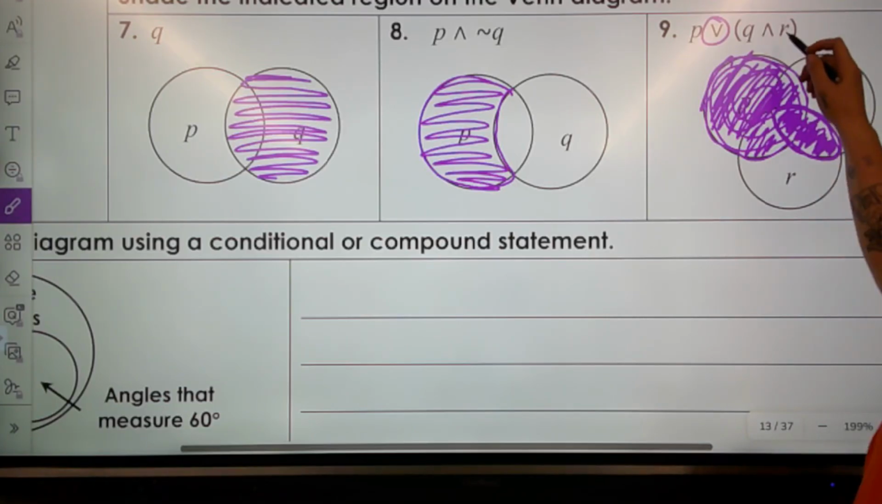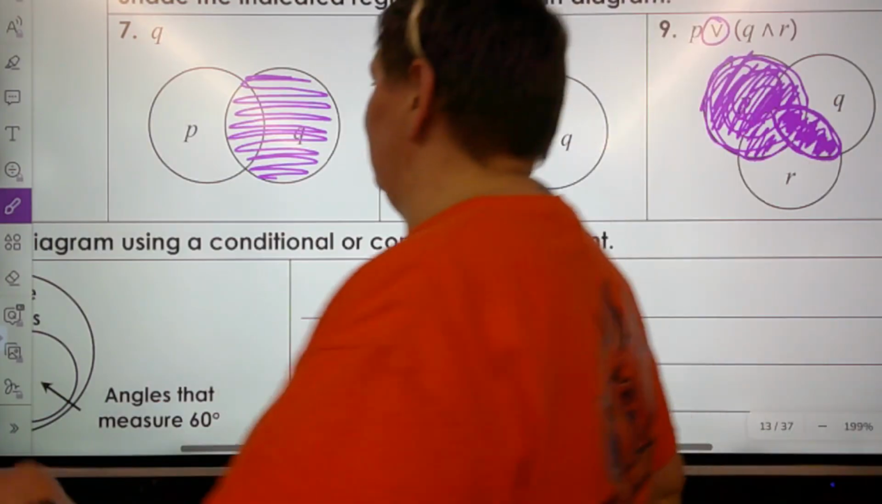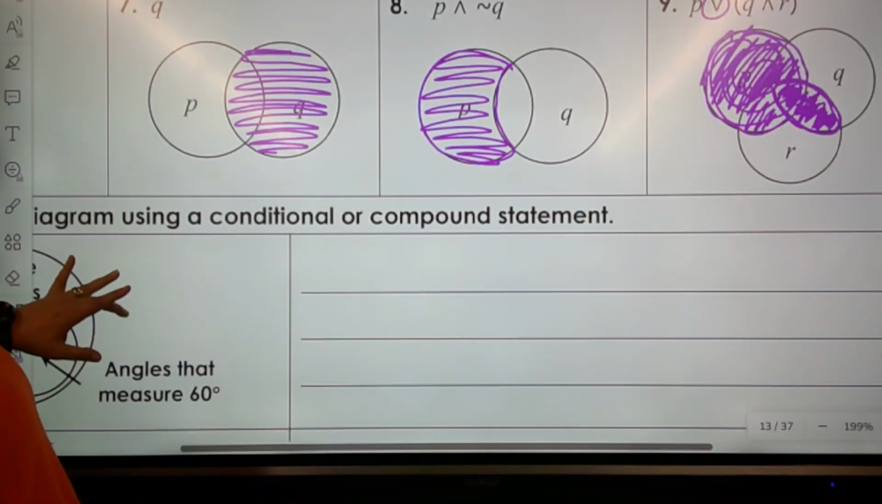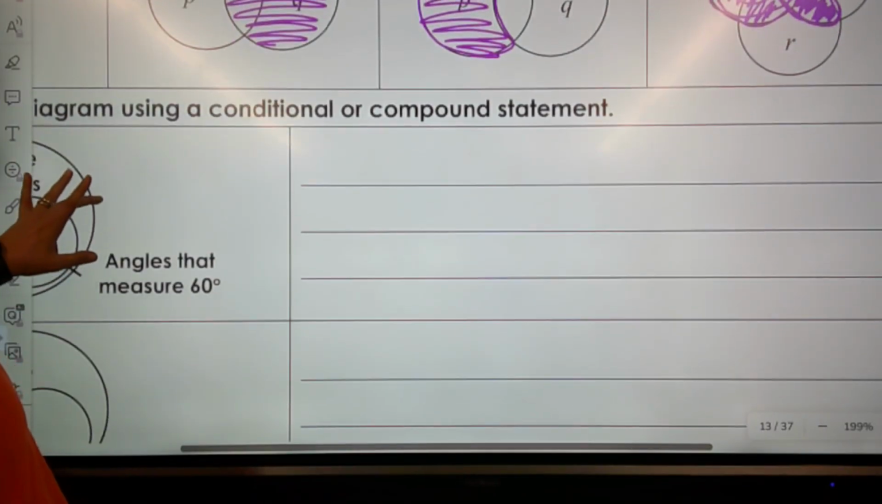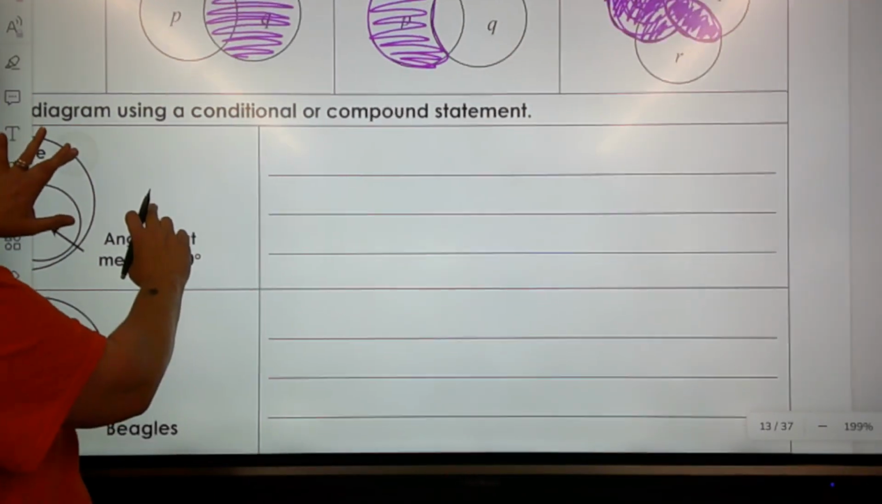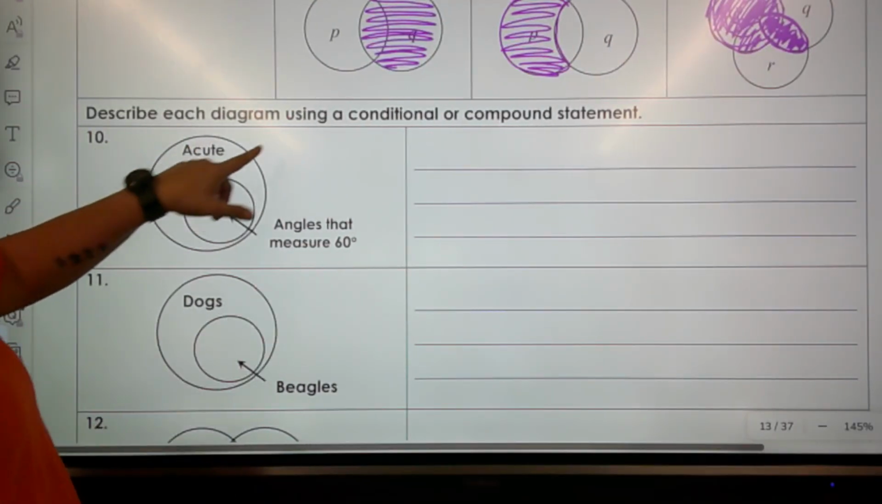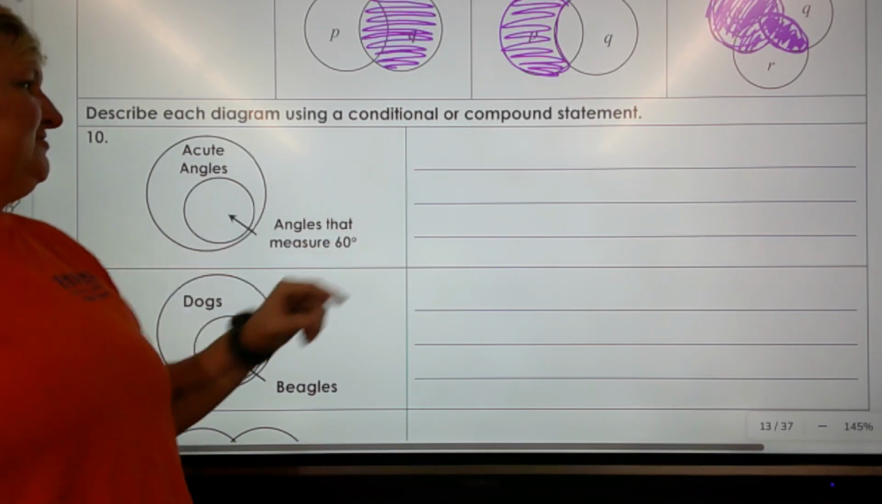So you have to start inside the parentheses and work your way out. This is easier with a pencil because you can just erase part of it. And then lastly, you need to be able to describe the diagram using a conditional or compound statement.